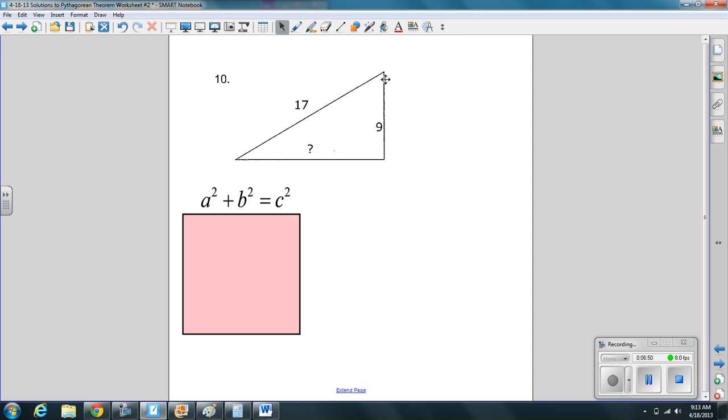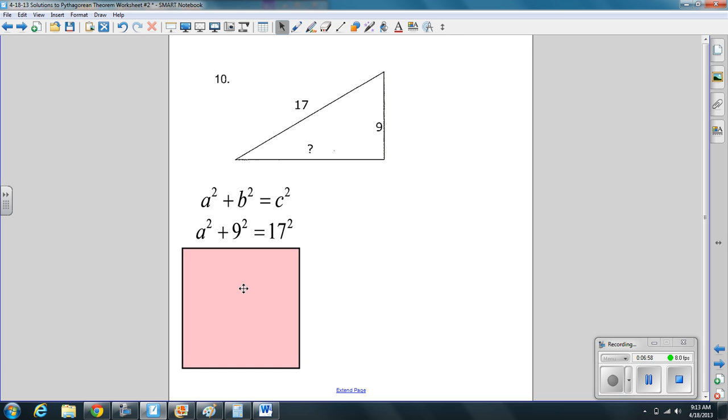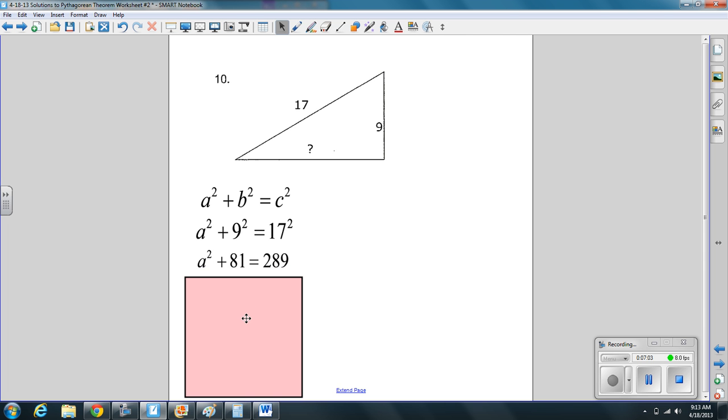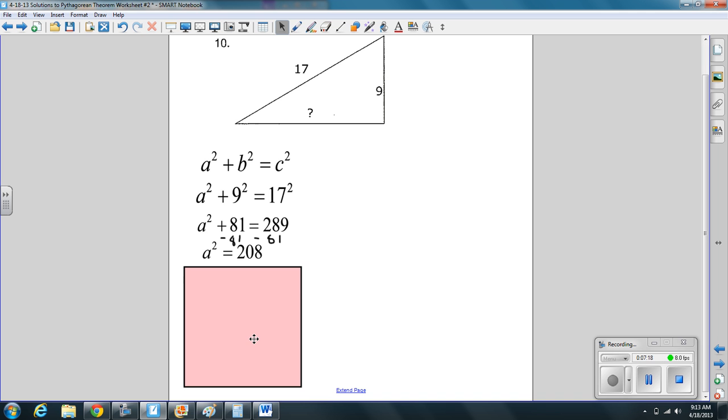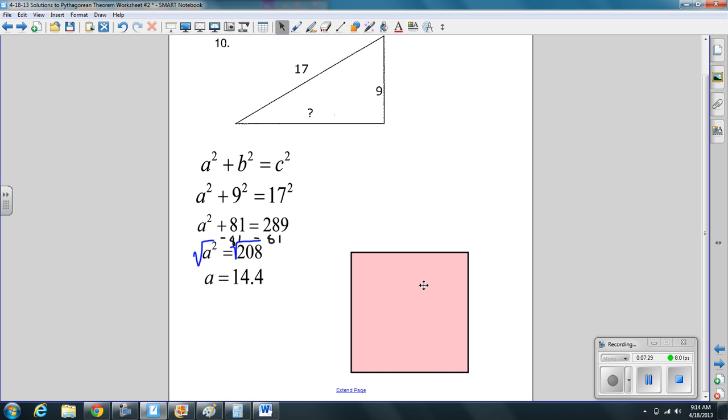And finally, number 10. I'm sorry, I misspoke. We know the leg here. We do not know the other leg, but we do know the hypotenuse of 17. So a squared plus 9 squared equals 17 squared. Square those numbers, we get 81 and 289. Subtract 81 to both sides. Okay, and we get a squared is equal to 208. From here, take the square root to both sides, because the opposite of squaring is square root. And to the nearest tenth, a equals 14.4.